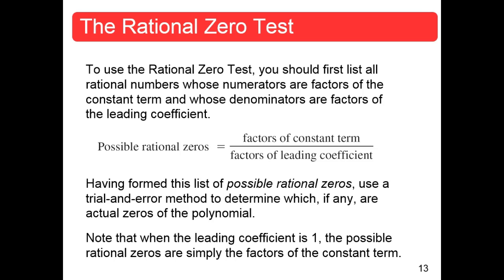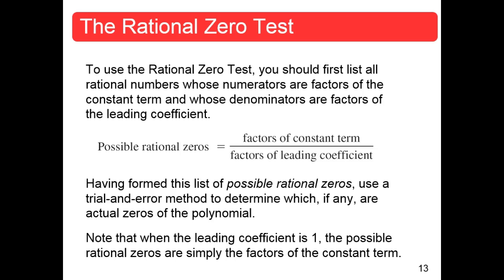Okay, we remember that from our factoring. That was one method we used. Now we're going to use another trial and error method to determine which, if any, are actual zeros of that polynomial. And you'll find out this is a little easier than it sounds like.